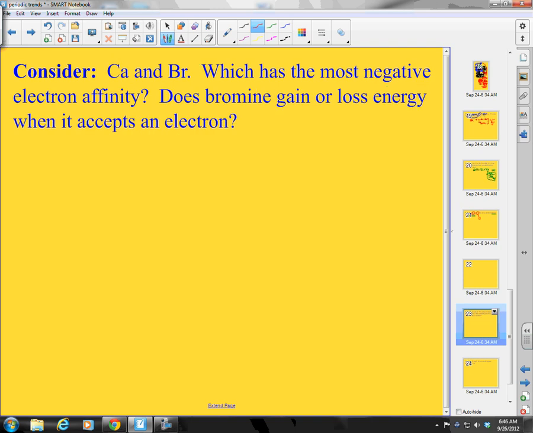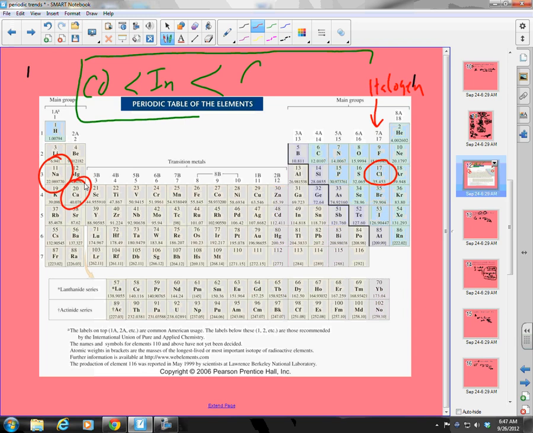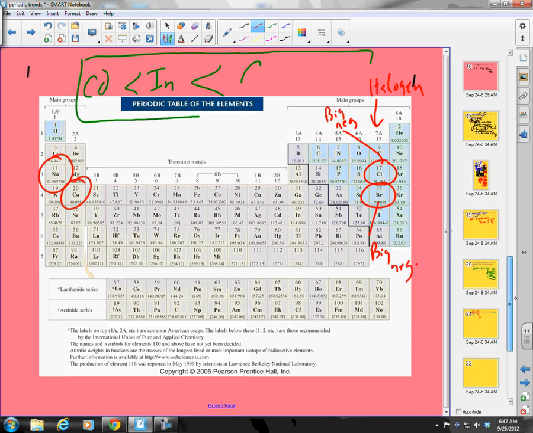Let's see if you guys can handle this one. Pause me and bring me back when you have an answer. Okay, let's go to our periodic table. We're going to find calcium and bromine. Here's calcium. Where's bromine? Bromine's here, right under chlorine. Aha, if it's right under chlorine, according to the periodic law, it should have similar properties. So if chlorine is a big negative, bromine is a big negative. And calcium is way over there to the left, so it does not have a very large negative value.